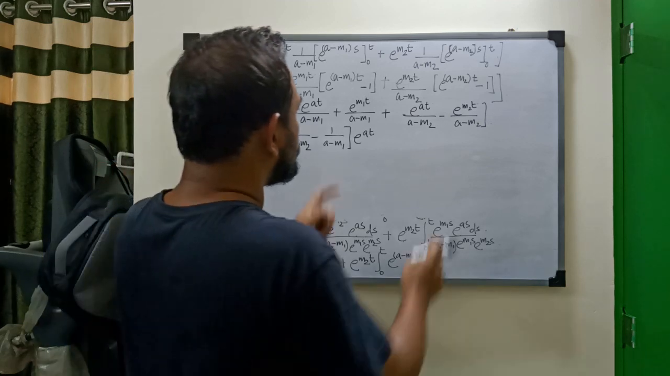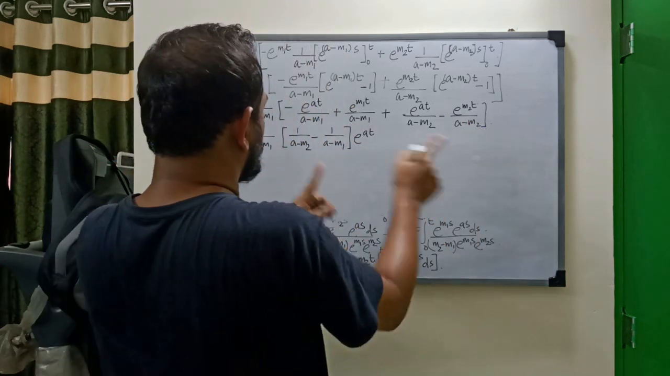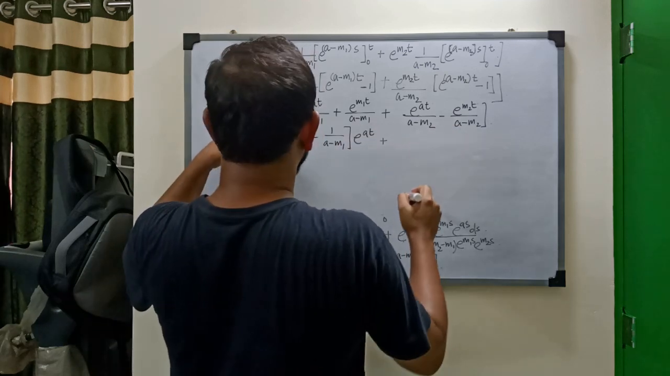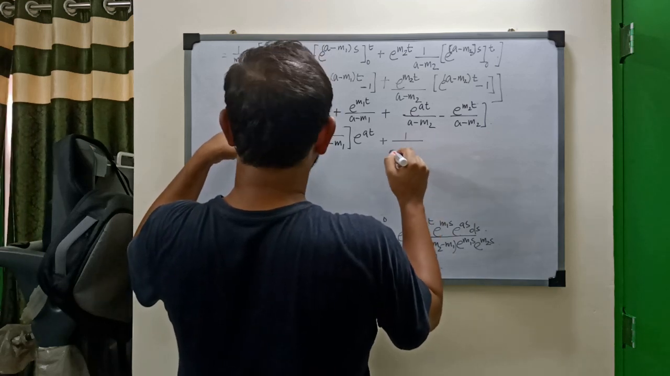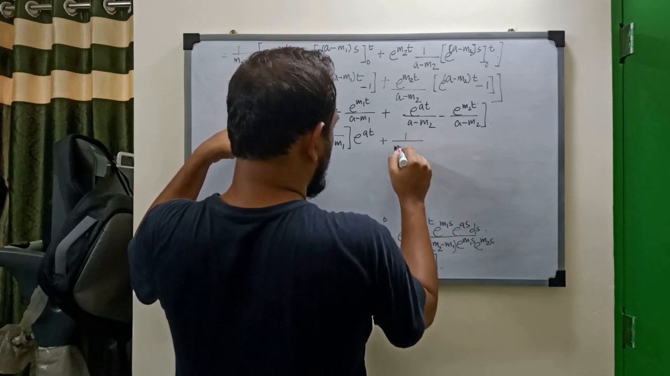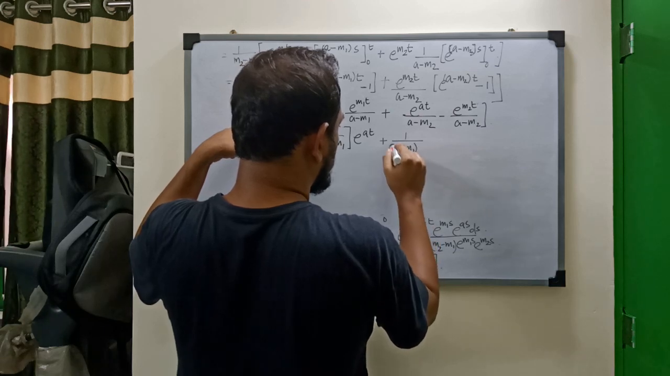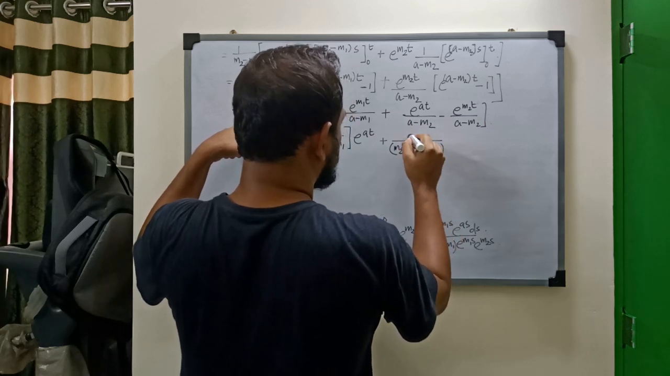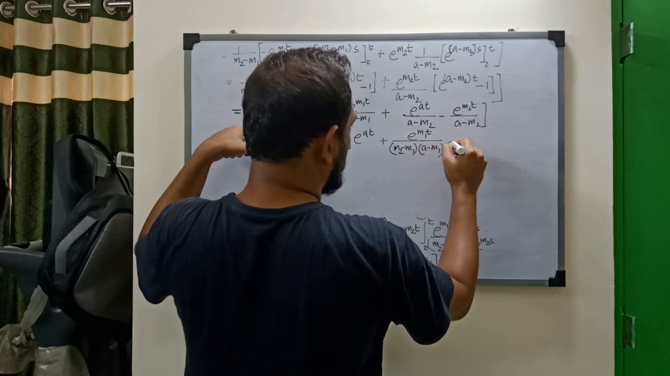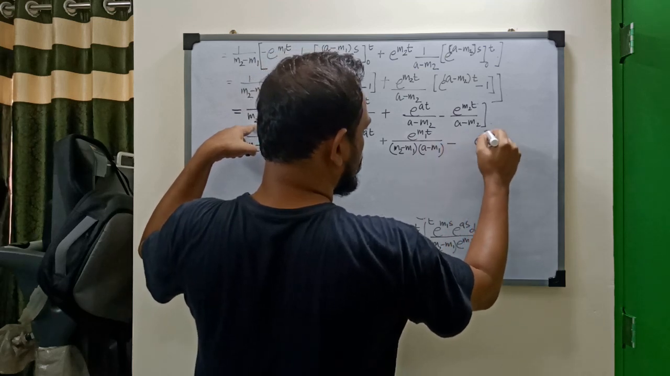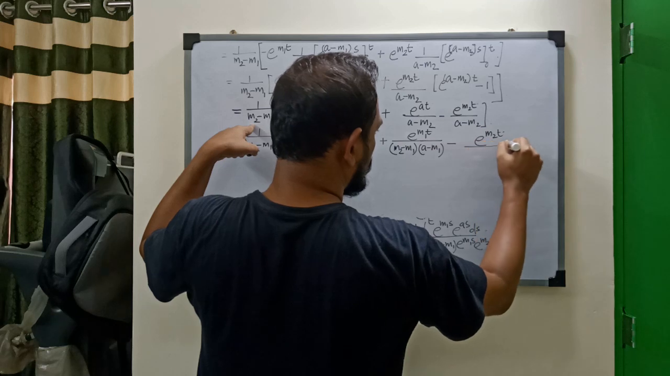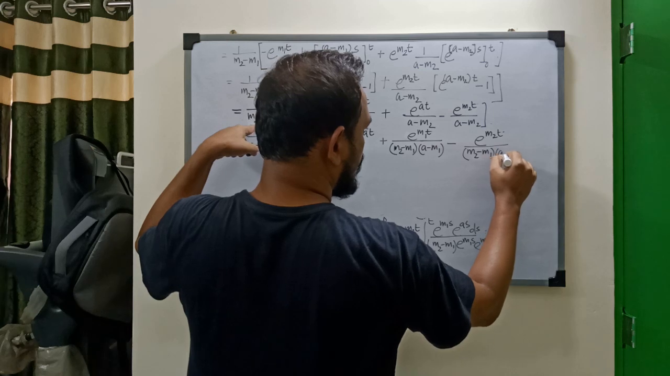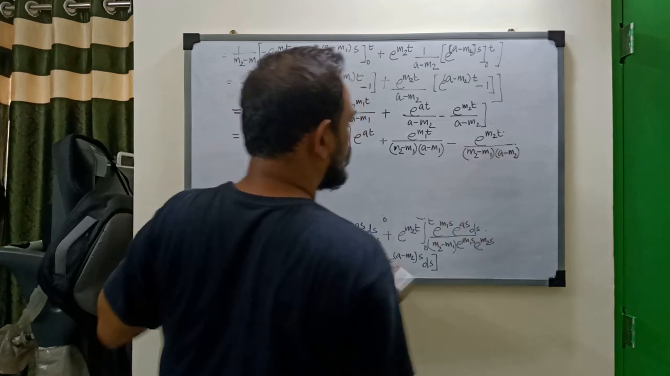And these two are on their own, so the same thing is going to happen to them. I'm going to write plus, this one will multiply through, so you're going to have 1 over m2 minus m1, a minus m1 times e to the m1t minus e to the m2t, with m2 minus m1 and a minus m2. All right.